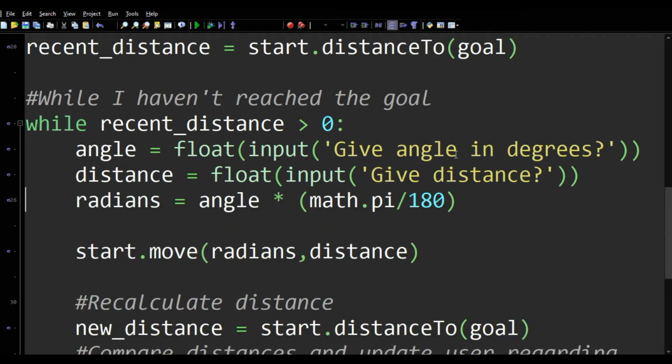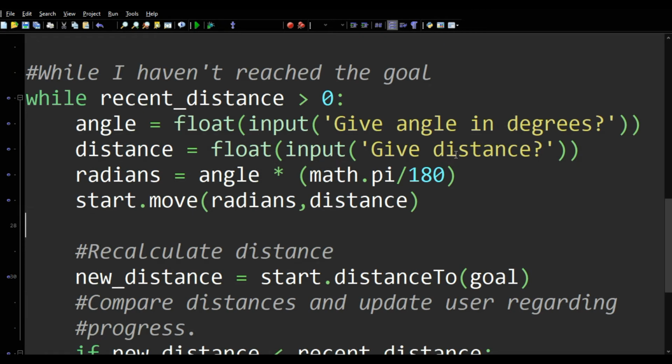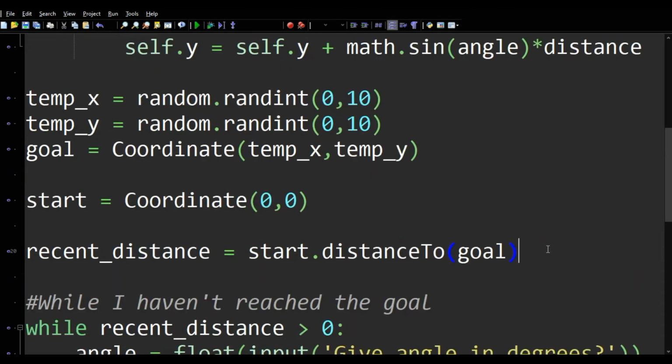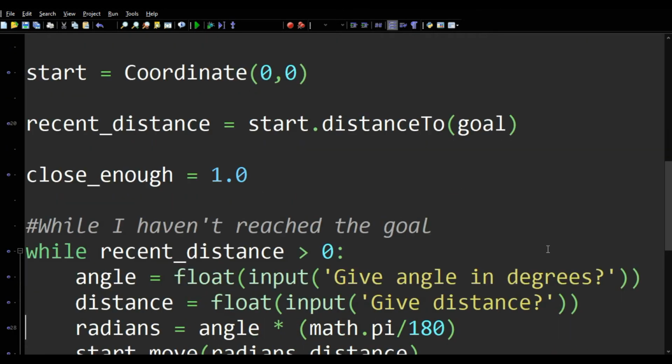All right, so these lines of code right here should do what I want, and I'll still have moved a little bit. Now, the downside is it's going to be a lot harder to get a precise location. It's going to be harder to actually go to the exact location of the goal. So I would like a new variable that is called close enough. I'm going to start close enough as 1.0. That will decide we've reached our goal if we're one distance away.